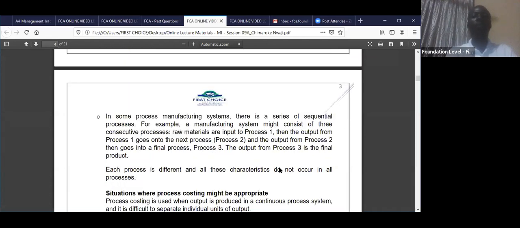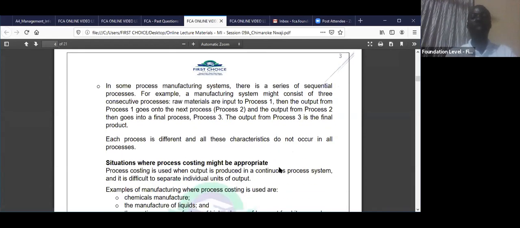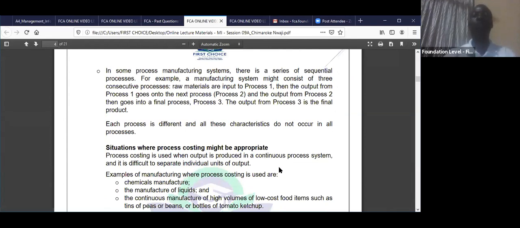In some process manufacturing systems, there is a series of sequential processes. Yes, there is a series of sequential processes. There is going to be process 1, process 2, process 3. Now let me give you an example of a bread manufacturing company. I'll use that a lot. Now, there are different processes that occur in the bread factory.